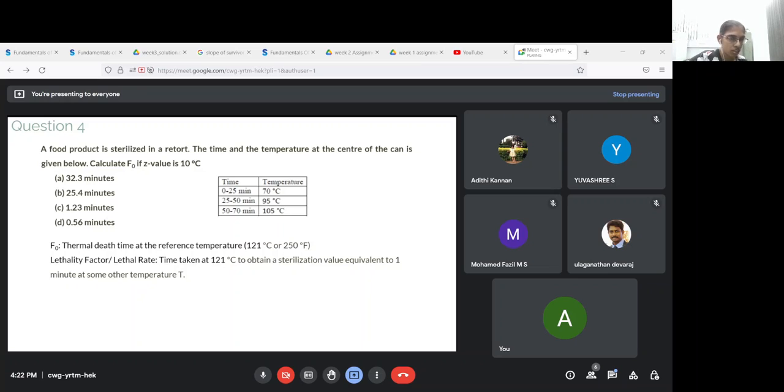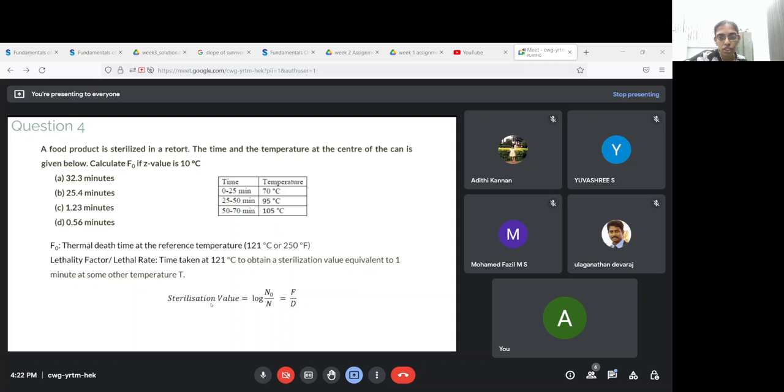Is the lethality factor concept clear? Are you able to understand what lethality factor means? Yes, ma'am.